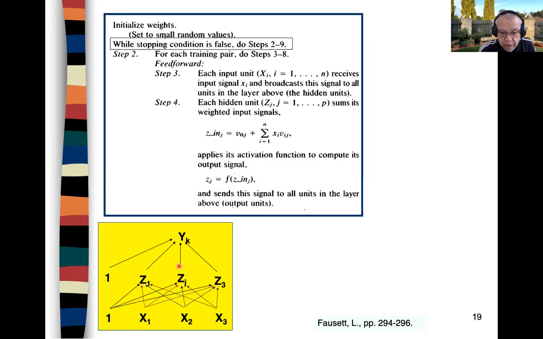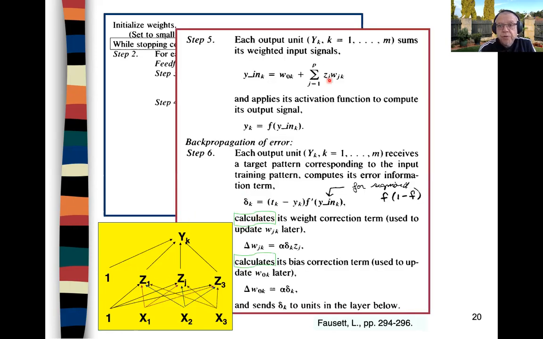So the output signal at the output of this node j is given by f of the activation, where f is one of the activation functions that we just saw in the previous slide, which can be a sigmoid or a hyperbolic tan, for example. Now we send this signal to all units in the layer above. So once you get the outputs at these nodes, you send them to the output units or nodes.